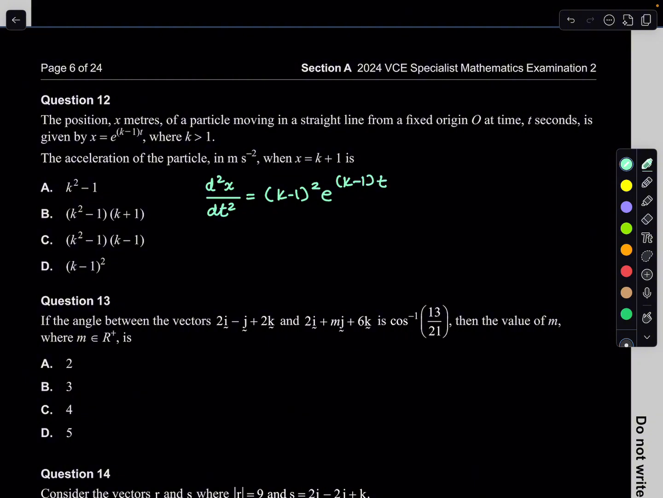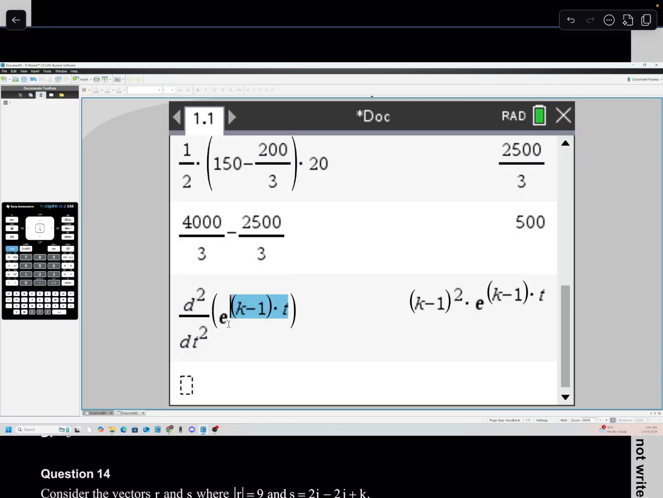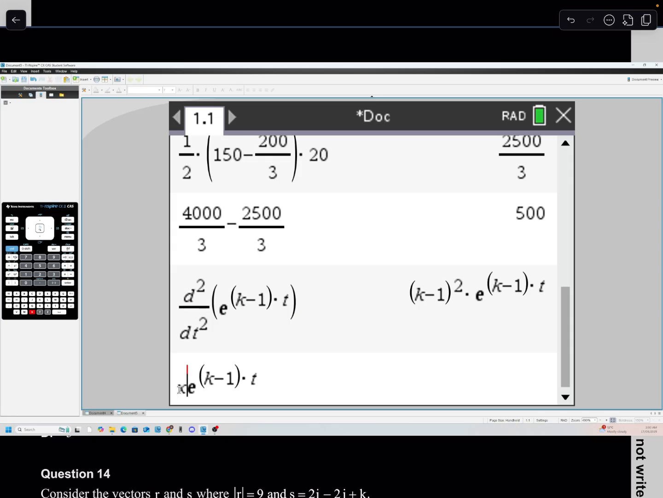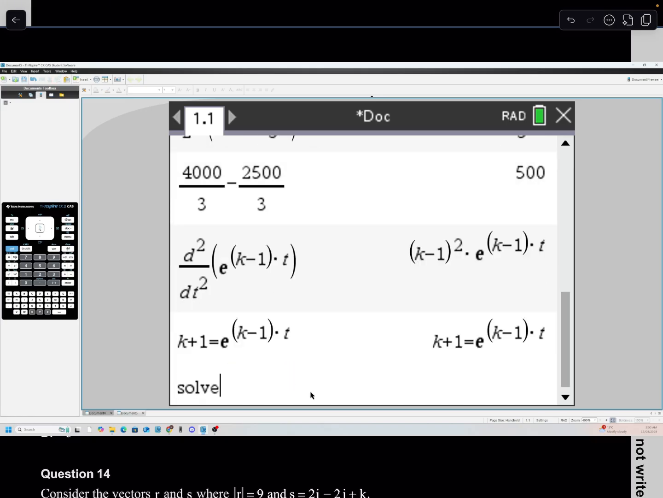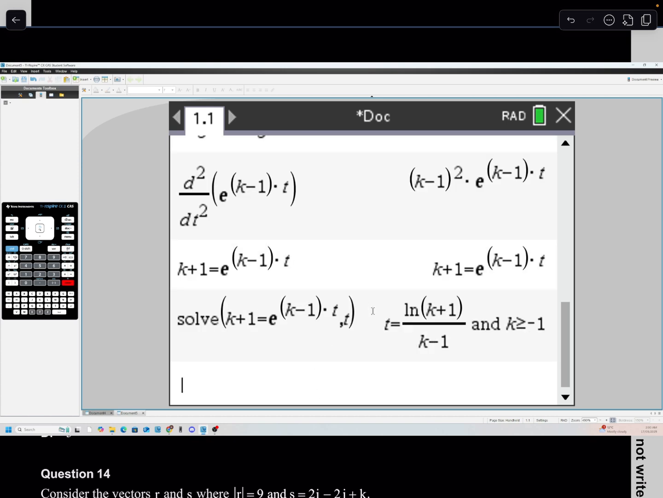And this is your acceleration. But we're saying the acceleration of the particle when x equals k plus 1, and this is in terms of t. Luckily, it's not too bad, because the original equation was in terms of x. I know that x is k plus 1, and I want to find the t value, the time that it took. I can easily find t by solving it. So I'll solve, and this is the time it takes in terms of k.